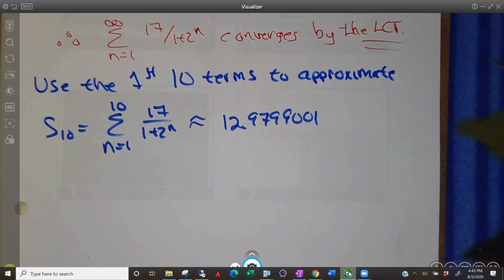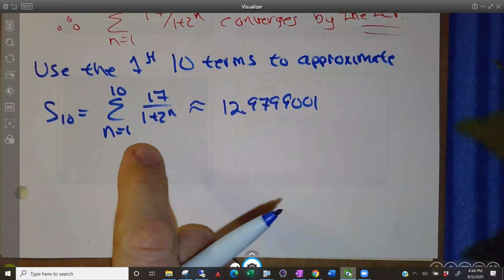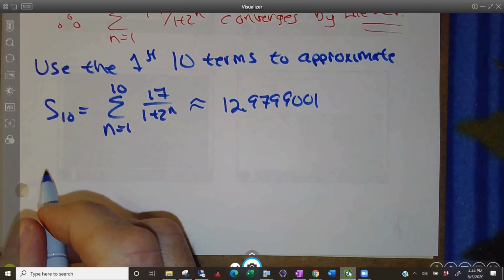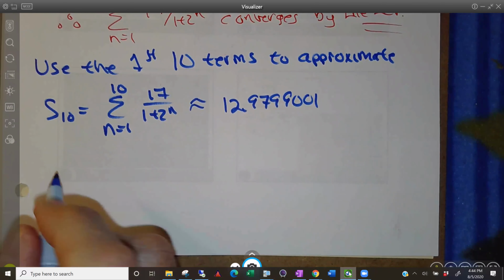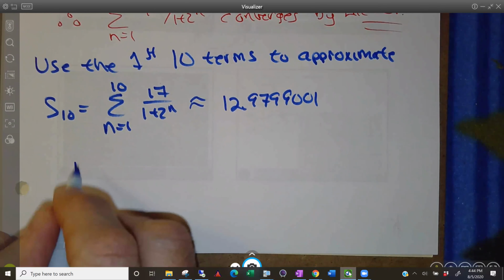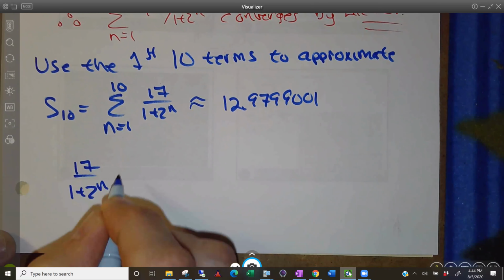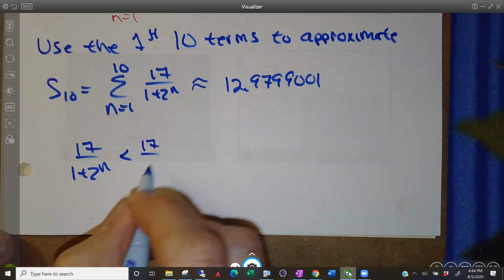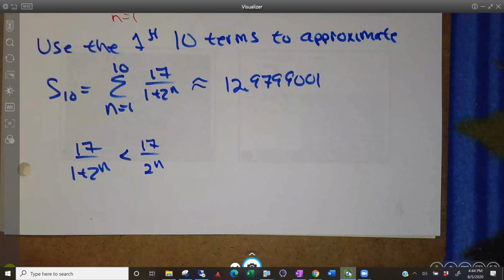They ask you to go a little farther and estimate the error. Now, in estimating the error, they do something a little different on this one that they've done with the previous ones. So you might want to pay attention to this so you get that last little point off of this problem. I think it's the last problem in your homework. But what they notice is that 17 over 1 plus 2 to the n is less than 17 over 2 to the n. Why is that important? I mean, it's a nice observation, but why is that important?